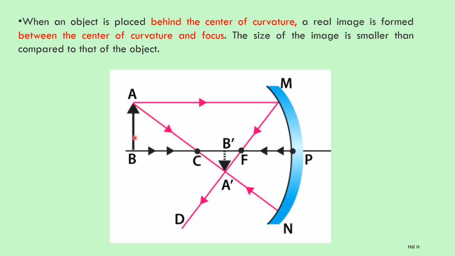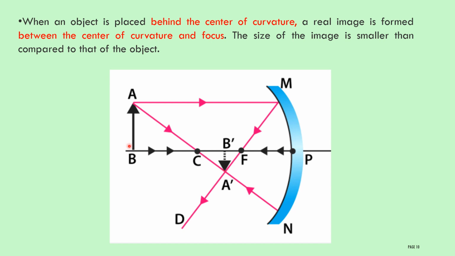Let us consider the second case. When an object is placed behind the center of curvature, this is the center of curvature, the real image is formed between the center of curvature and focus. In between the center of curvature and focus, the real image is formed. The size of the image is smaller compared to the size of the object.